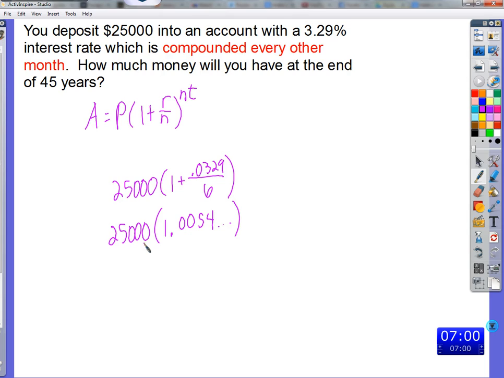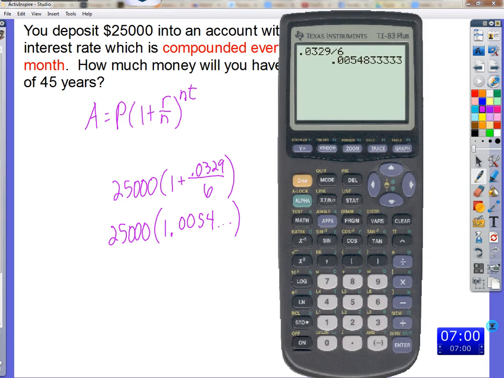But if I take 25,000 times 1 point, whatever, is it going to be bigger or smaller? Bigger, because the number that I'm multiplying by is bigger than 1. Only slightly, just barely bigger than 1. So the amount of money that I have will be more by half a percent. So I'm going to add one to that, and now multiply that by 25,000. 25,137.08. So how much is half a percent of 25,000? Roughly 137.08 ish.